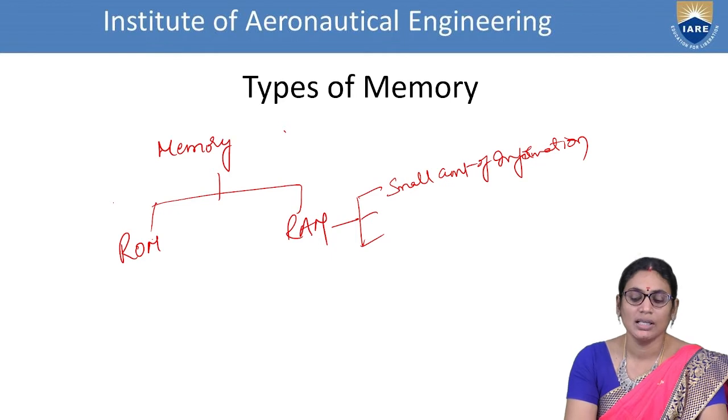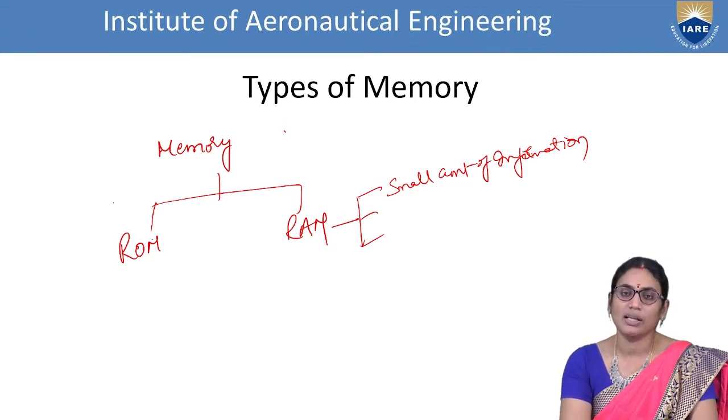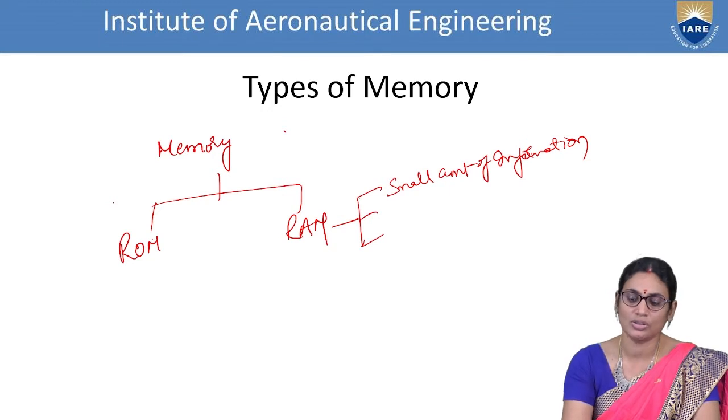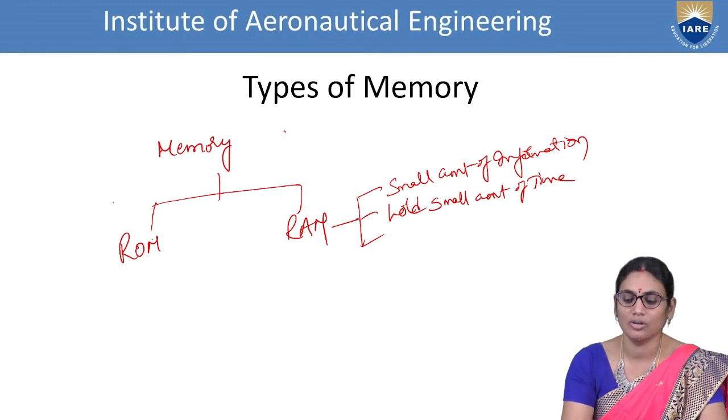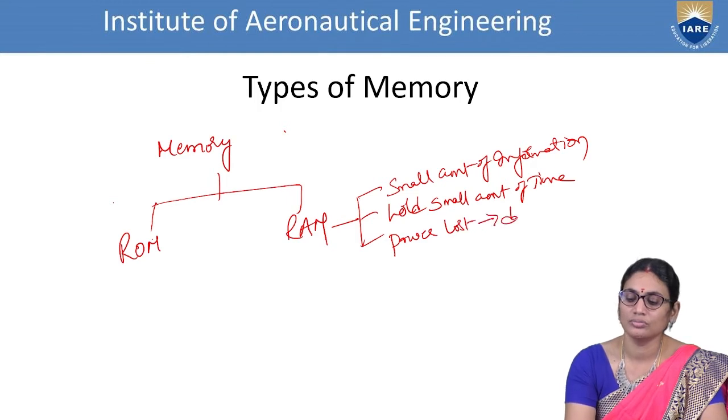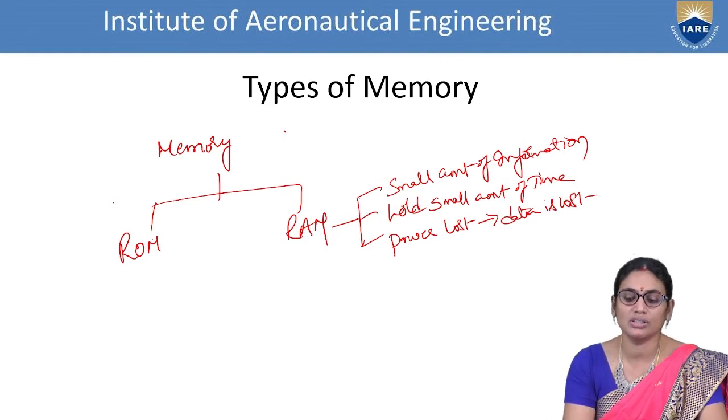Now this is the first case. The second thing is, it can hold the data only for a smaller time. It can't hold the data for a larger amount of time. For example, once the power is lost, the data will be lost. So it can hold for a small amount of time. Next, it can also be called volatile memory because it is frequently changing the data and it gets lost whenever the power is lost. Once the power is lost, data will be lost. So these are the three things in the RAM.